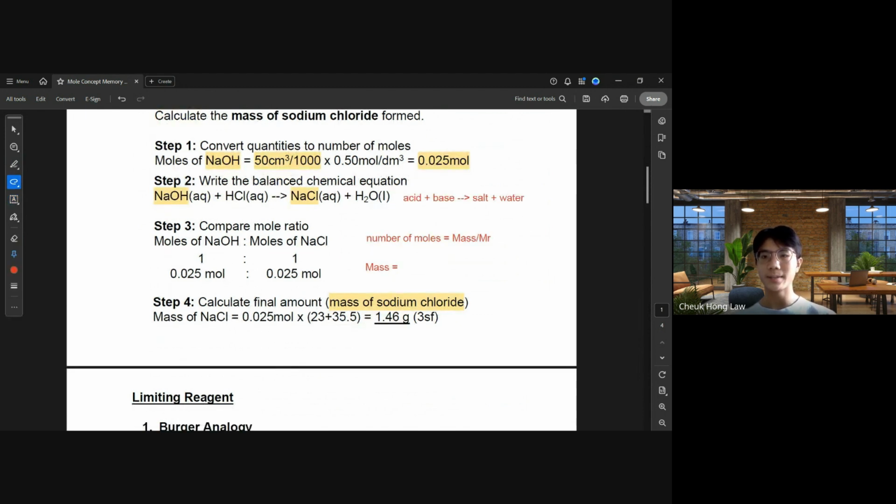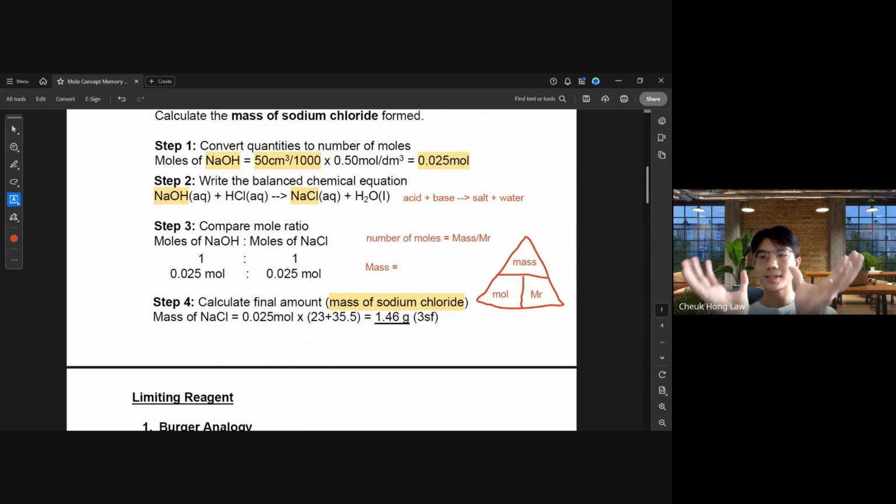Usually, to make it simple for my students, I ask them to draw a triangle. It doesn't have to look very nice. Just draw a simple triangle and split it into 3 parts like this. Then we put number of moles here, mass on top, and Mr on the bottom. From this triangle, you can see that mole equals mass over Mr. Then if you want to find mass, it will be mole times Mr.